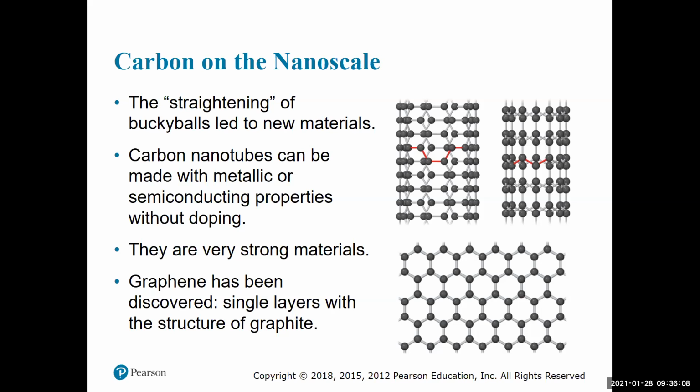And so what they found is it can be made with metallic or semiconducting properties without doping. That doping process we talked about where you put some other atom in there, that's not simple to do. Okay, so if you now can have some material where you don't have to do the doping, but yet you can get different properties, that's a big deal. And so what came out of that buckyball stuff was this carbon nanotube stuff where they figured out ways to manipulate it. And as they did that, they got some physical properties and some electrical properties that had benefits.